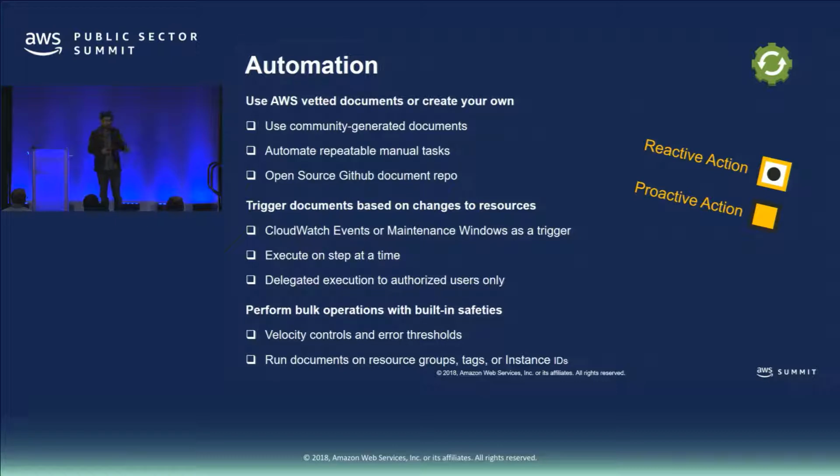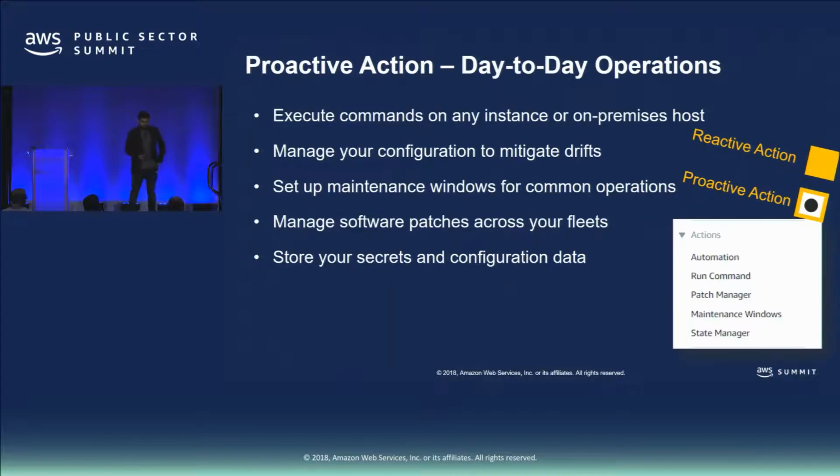All right, and automation absolutely works on resource groups that I was explaining earlier. So if you have defined your environments in terms of tags, like production environment, or in terms of layers, like front-end, back-end layer, you can execute automation workflow against those resource groups. All right, so that was a reactive action.